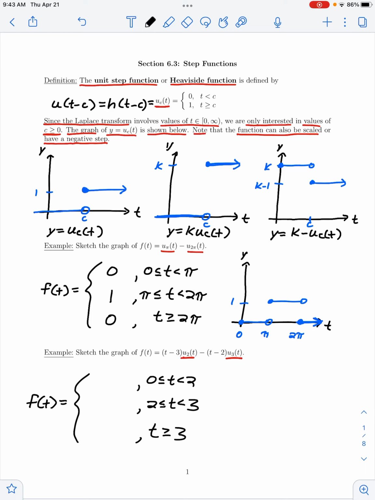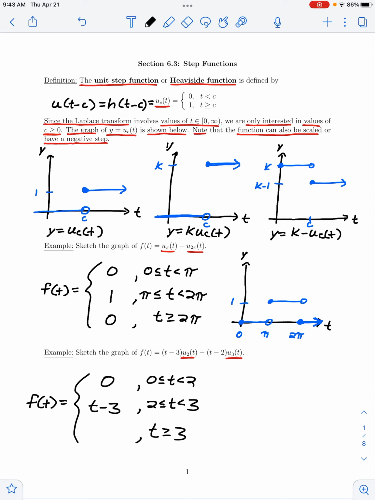Both of these unit functions have not yet turned on. They're both valued as 0. So I have 0 minus 0. On the interval from 2 to 3, my first unit function, u2, has turned on to a value of 1, but the second function, u sub 3, is valued as 0. So f is then t minus 3 times 1 minus 0, which leaves me with just t minus 3.